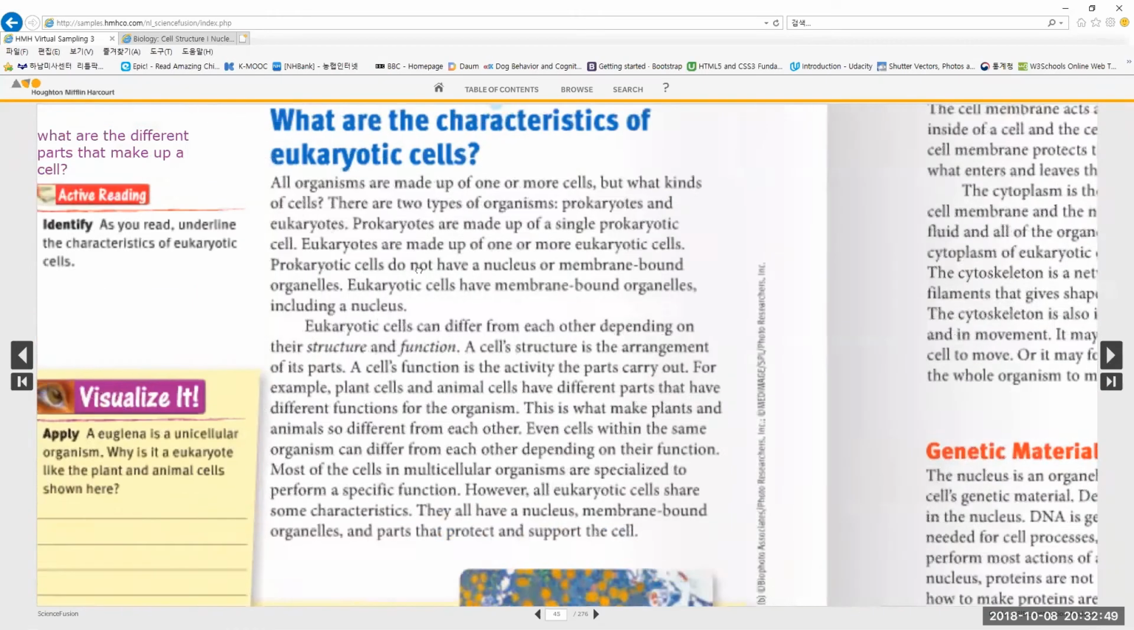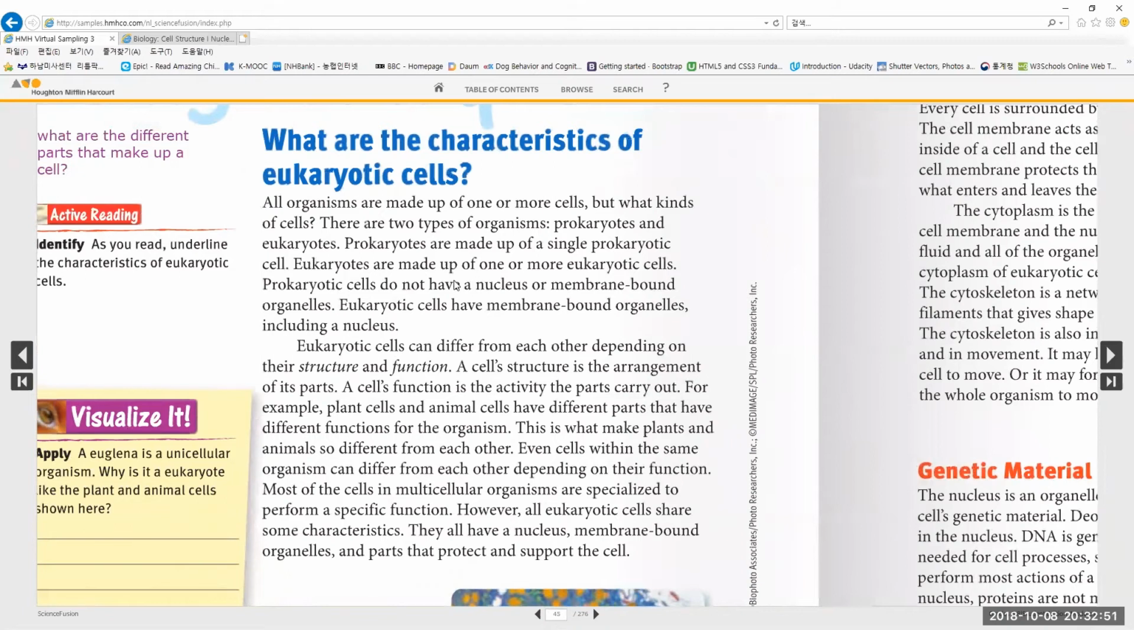What are the characteristics of eukaryotic cells? All organisms are made of one or more cells, but what kinds of cells? There are two types of organisms, prokaryotes and eukaryotes. Prokaryotes are made of a single prokaryotic cell. Eukaryotes are made of one or more eukaryotic cells. Prokaryotic cells do not have a nucleus or membrane-bound organelles. Eukaryotic cells have membrane-bound organelles, including a nucleus.